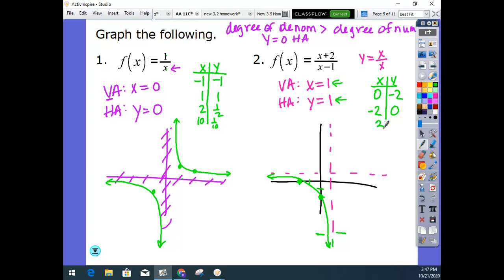Now let's go to the other side of my asymptote. Let's try +2. I plug in +2, I get 4 over 1, which is 4. And then as I get bigger and bigger, the y value gets smaller and smaller, and it's going to approach 1.